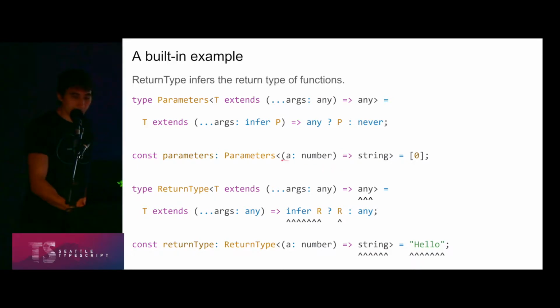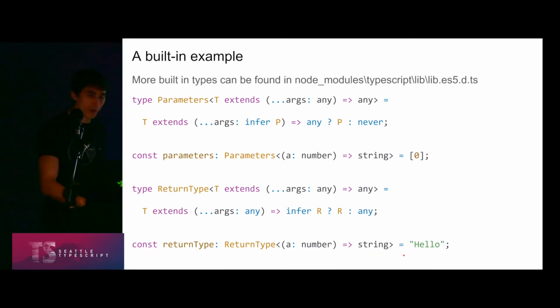Parameters get returned in arrays. So this function right here has a number as its first parameter. The result of this whole Parameters type would be an array with one element, which is a number. If this were a number and a string, it would be an array with two elements, the first one being a number and the second one being a string, and so on as you add parameters. And then the return type is a little bit more obvious. It's just whatever the return type was. So this thing at the bottom resolves into a string. We can assign hello to it.